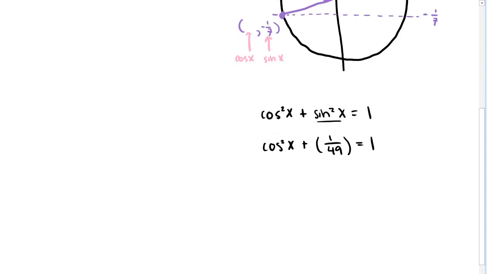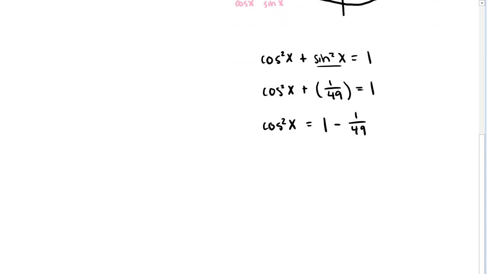So subtracting 1 over 49 from both sides, we get cosine squared of x is equal to 1 minus 1 over 49. And so I can take plus or minus the square root of both sides to get cosine of x by itself. So 1 minus 1 over 49. Well, 1 is the same as 49 over 49. And this is the same as 49 over 49, take away 1 over 49. In other words, we've got 48 over 49 here when we subtract their numerators.